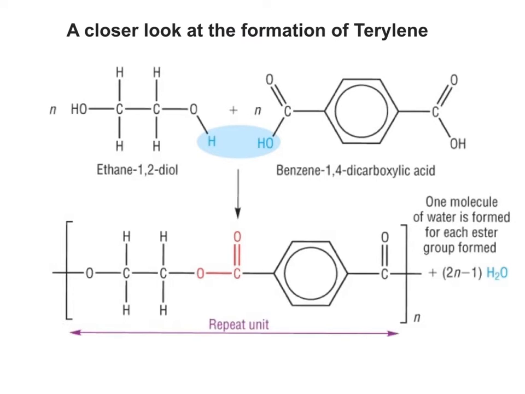So just as a reminder, as you can see on the alcohol end, from the ethane-1,2-diol, you remove the hydrogen but leave the oxygen. And on the carboxylic acid end, as we talked about in this case for benzene-1,4-dicarboxylic acid, you remove the OH entirely. So terylene would be the trade name, basically, for the polyester that's formed at the bottom.